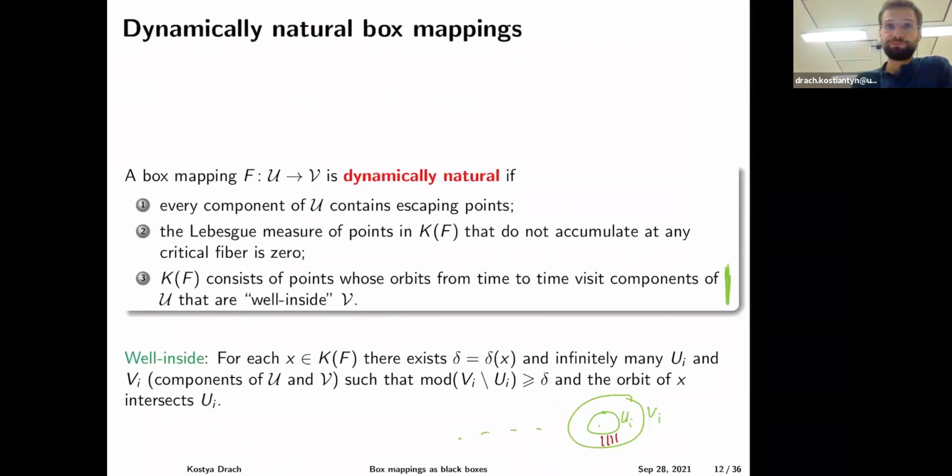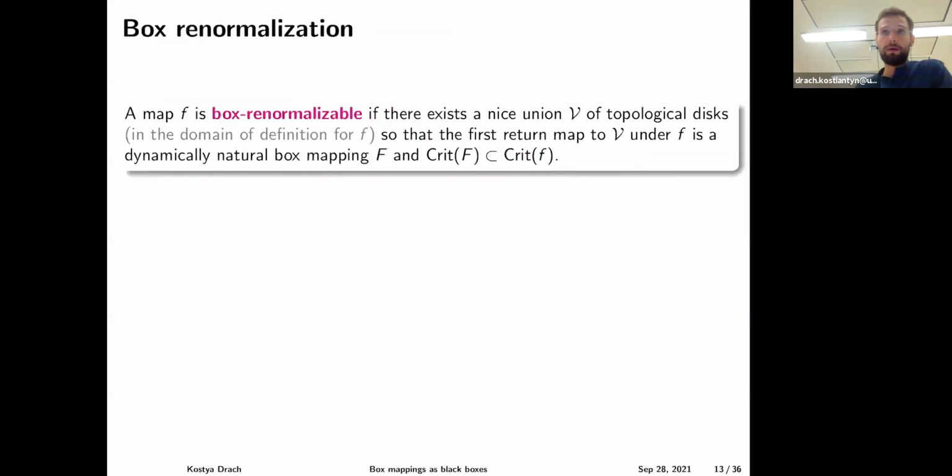Okay, but with this notion, we can say that a map F is box renormalizable if there exists a nice union V of topological disks, in the domain of definition of F, so that the first return map to V under F is a dynamically natural box mapping, and such that the critical set of capital F is inside the critical set of small f. So we formalize it, right? In the same way as we said that a map is renormalizable, we can extract a polynomial-like map. Here we want to extract a box mapping, and this additional property says that we do not want to produce additional critical points, right?